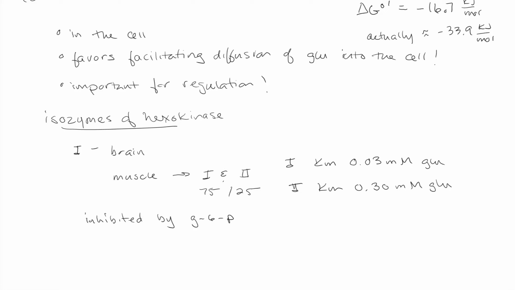Now, I did mention there's 4 isozymes. Type 4 isozyme of hexokinase is called glucokinase. This is your glucokinase, and it is highly specific to D-glucose. It has a much higher Km than the others, about a 10 millimolar Km, and it's not product inhibited. And where is this found? It's found almost entirely in the liver and in the pancreas.